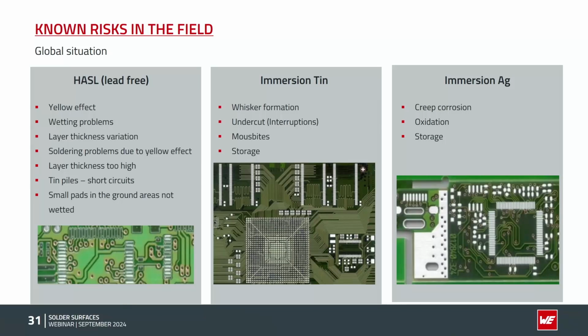So let's have a look at immersion silver. Creep corrosion is known on the market and could happen. Oxidation is not that big a problem. Oxidized immersion silver could finally be soldered. It's more critical if we have sulfide in the air, which leads to silver sulfide. Then it's not possible to solder this surface anymore. And of course, reduced storage and maybe special packaging for that.